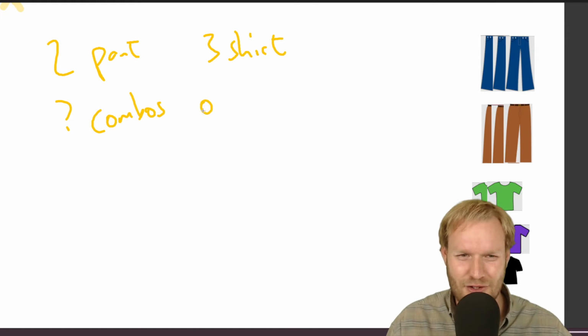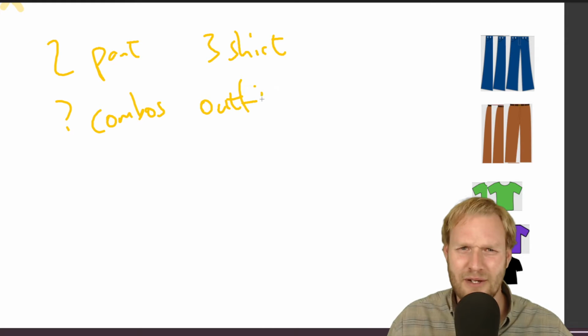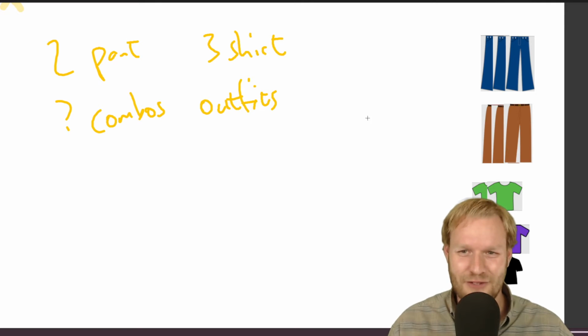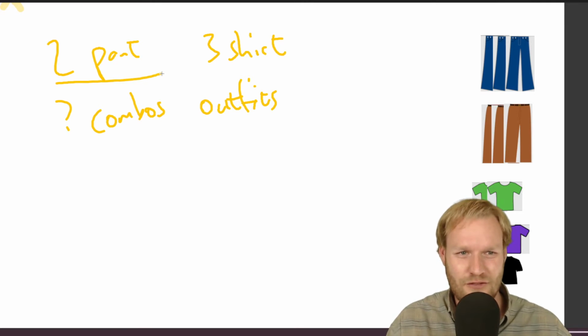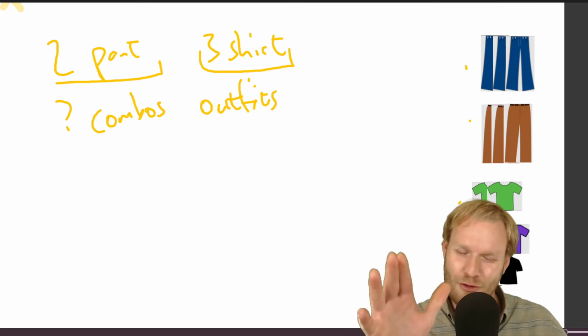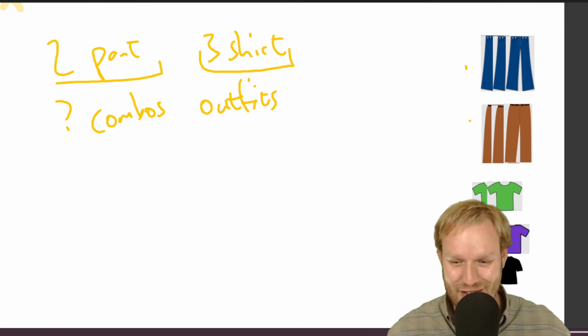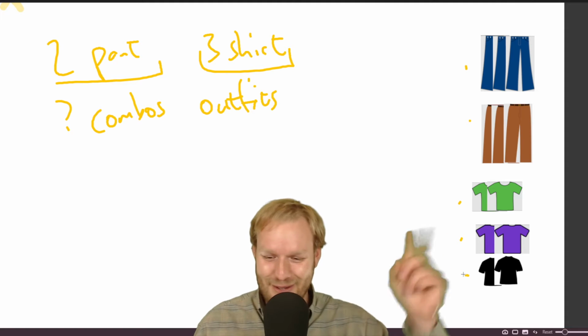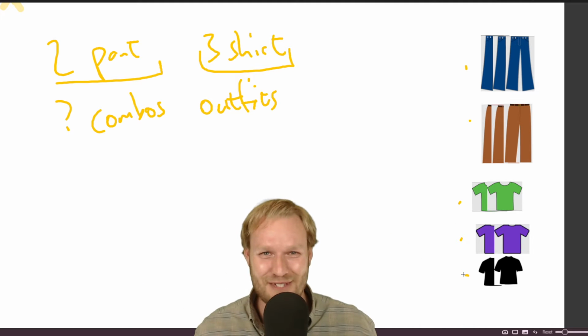I guess outfits, not combos, would be better. So how many outfits could I have with 2 different types of pants? I've got the blues and the browns here, and 3 different shirts, green, purple or black. And don't get all fashion conscious here. Anything can go together in this one. You can see all the pants and shirts. So how many different outfits can we have?